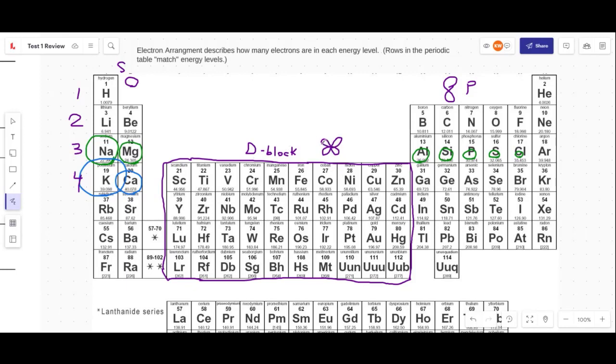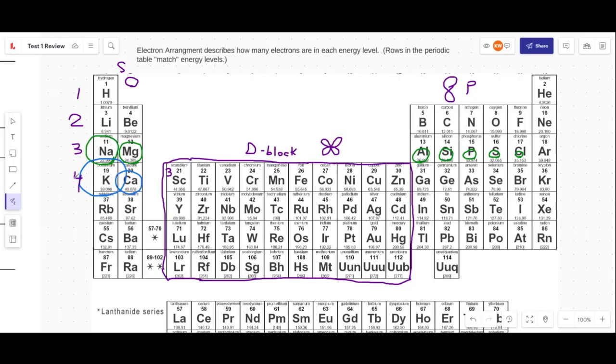D pattern looks like that. Well, it turns out that the D pattern is so complex that it is in the third energy level. This is actually the third energy level. But it doesn't actually fill up until after the 4s.